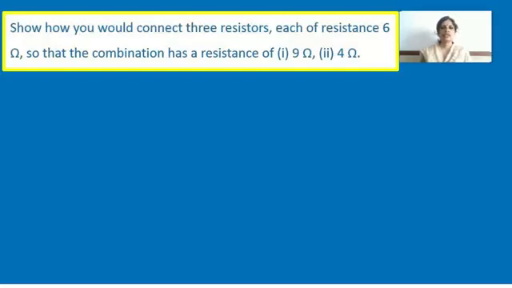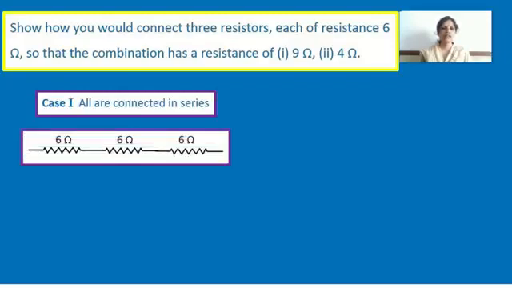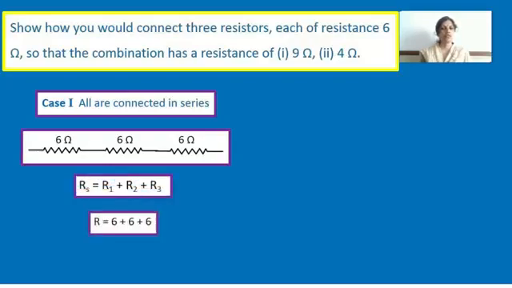Let's connect all the 3 resistors in series. So series, it will be one after the other like this. If you connect them in series, 6 ohm each resistor connected in series, how much will be the total resistance of the circuit? It will be 18 ohms. So you cannot connect them in series because we want either 9 ohm or 4 ohm. So this possibility is not correct.